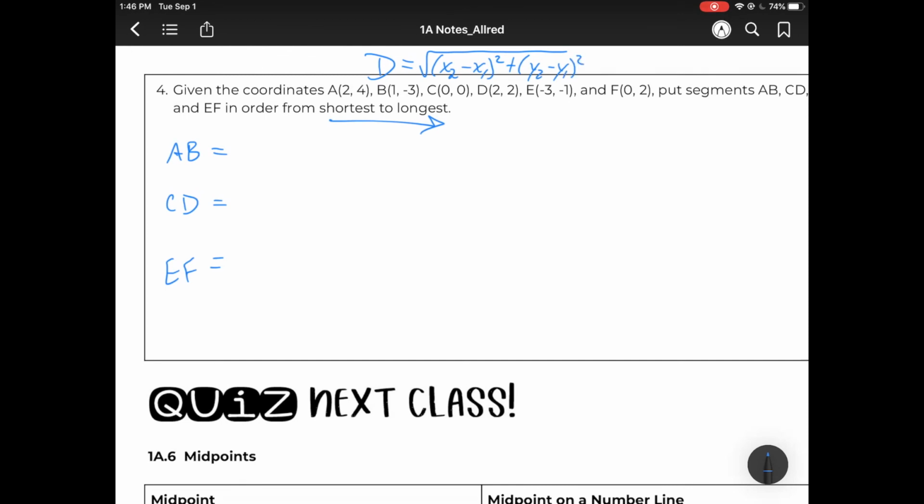And so that allows me to set up AB, CD, and EF. For AB, the x's are 2 and 1, so I'm going to subtract those. 2 minus 1, I can use that order too, squared. And the y's are 4 and negative 3, so I'll do 4 minus negative 3. Again, that turns it into plus positive. Okay, 2 minus 1 is 1, 1 squared is 1. 4 plus positive 3 is 7, 7 squared is 49. So this is the square root of 50. Now, I'm not going to even evaluate that into a decimal. I'm going to leave it as the square root of 50 just for the sake of comparing it to the other lengths. Saves me a little bit of time.